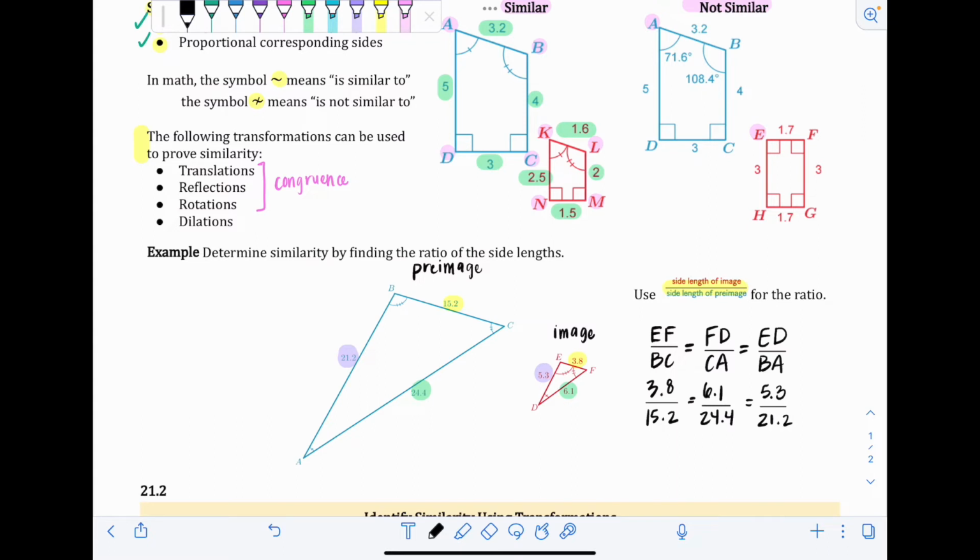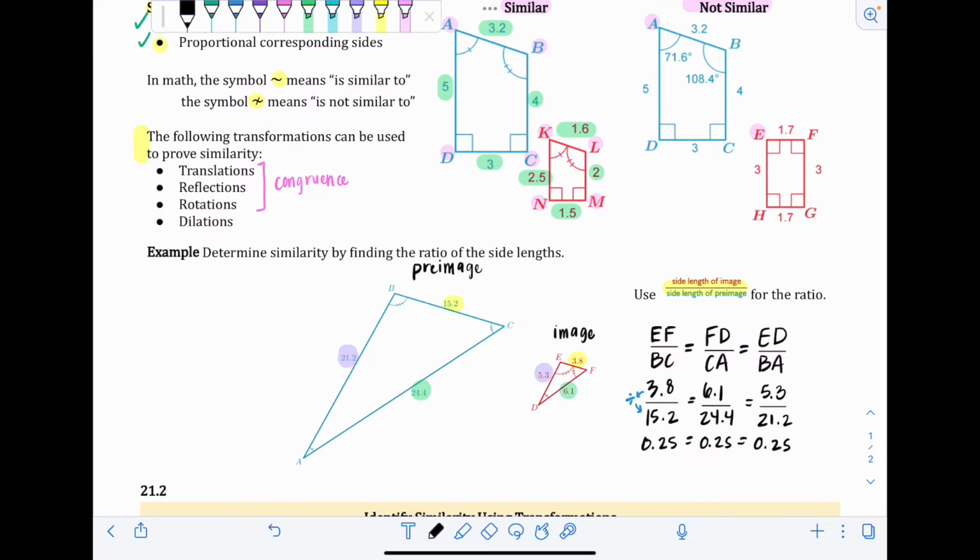So now, these fractions don't really mean a whole lot to me right now because they all have weird different denominators. So we're just going to change them all into decimal form. To do that, you take the numerator and divide it by the denominator. For the first one, 3.8 divided by 15.2 is 0.25. And then 6.1 divided by 24.4 is 0.25. And then 5.3 divided by 21.2 is also 0.25.